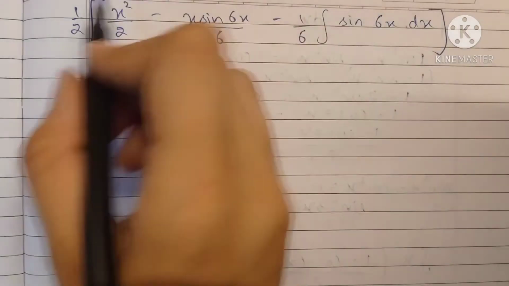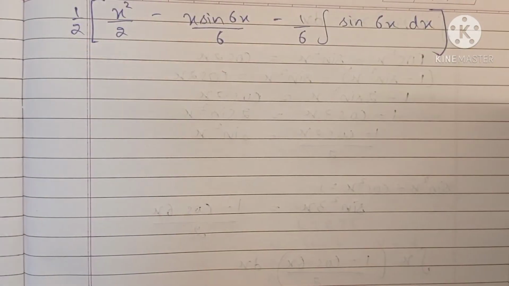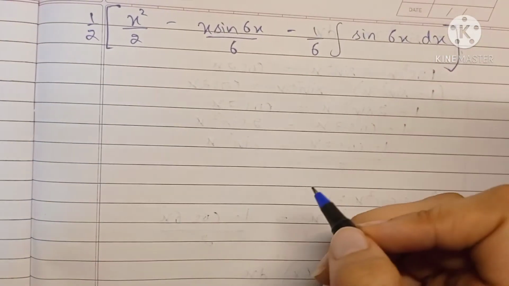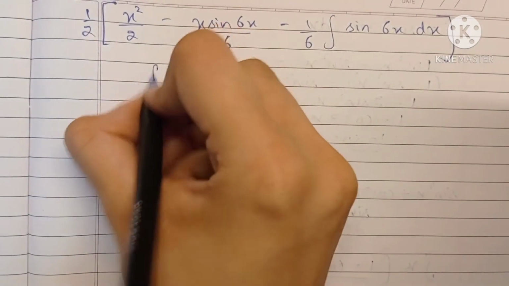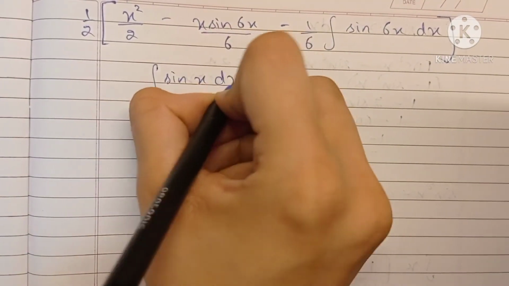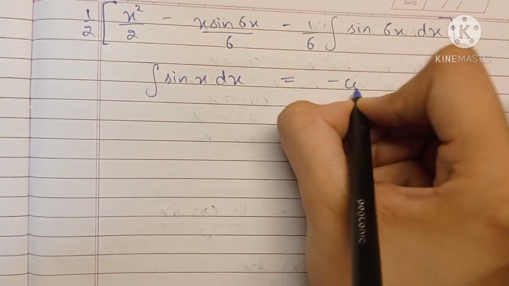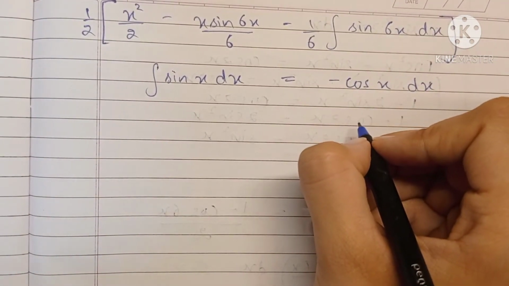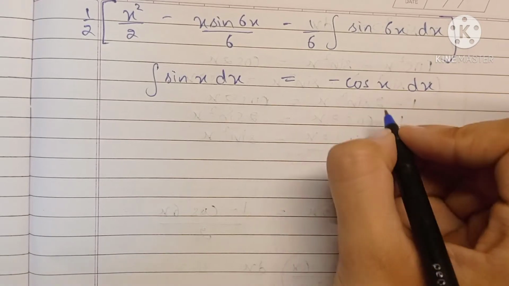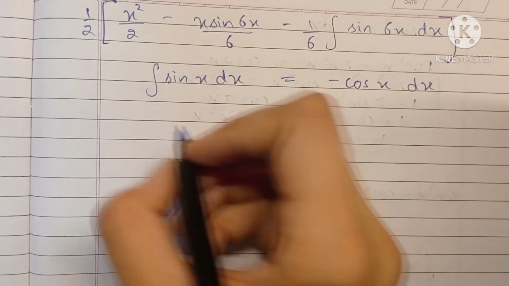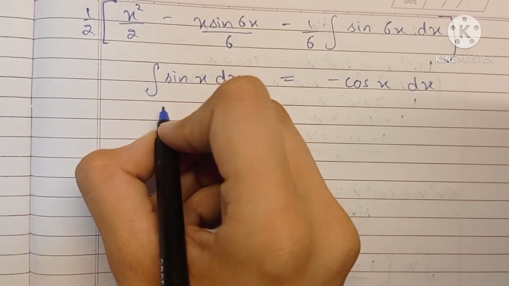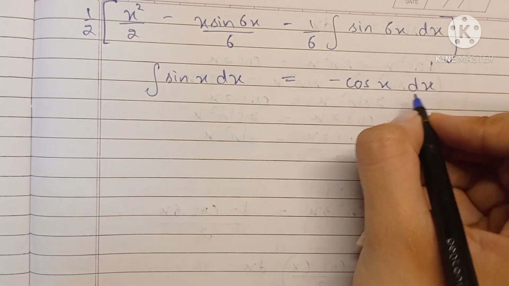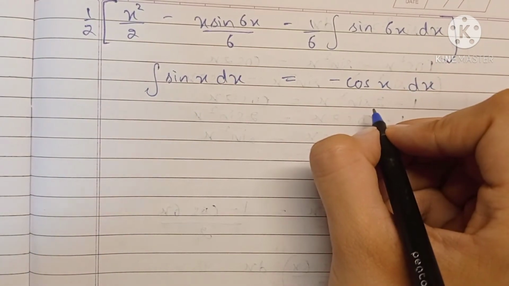Remember, this is our whole integral, this is the entire answer. Now we just need to integrate sine 6x. Integration of sine x dx is minus cos x, because the differentiation of cos x is minus sine x. So the differentiation of minus cos x is sine x. Now integration of sine 6x would be minus cos 6x upon 6, which is the coefficient of x.